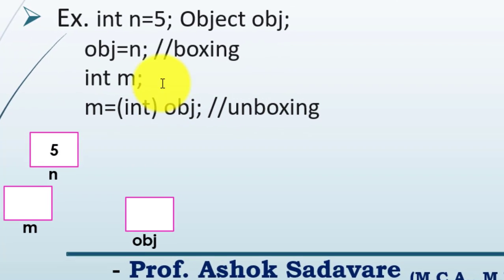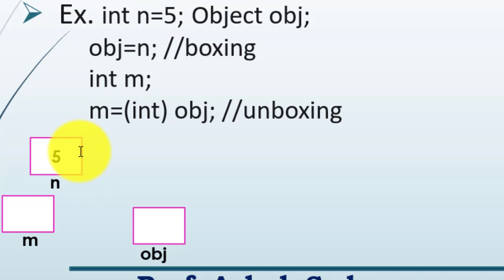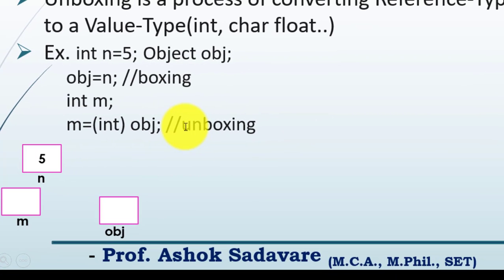Let's see. Here n is a variable of integer type having value 5. It is allocated in the stack section. Then obj is an object type. It is also allocated in the stack section. By default obj is null because it does not refer to any memory, any box. Then n is assigned to obj, so the boxing process is performed. m is a variable. It is also allocated in the stack section. Now assigning obj to m is the unboxing process.